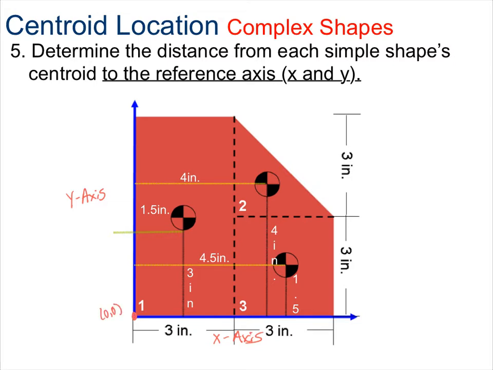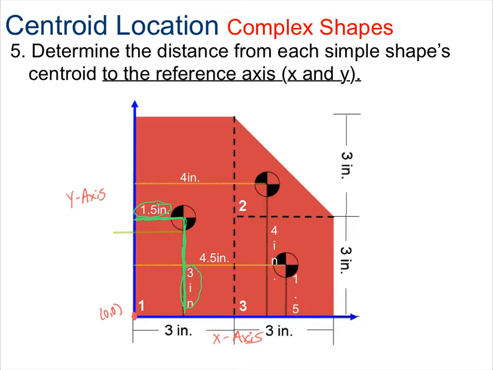So in shape number 1, we have a rectangle. So remember, for a rectangle, it's half the base, half the height. So here is the distance from the y-axis to the centroid. That's my horizontal distance. And then the distance from the centroid to the x-axis, that's going to be my vertical distance. So a half of 3 is 1.5. And then a half of the height, well, the height of this rectangle is 6, so half of 6 is 3 inches.